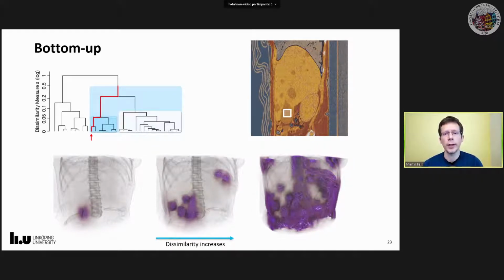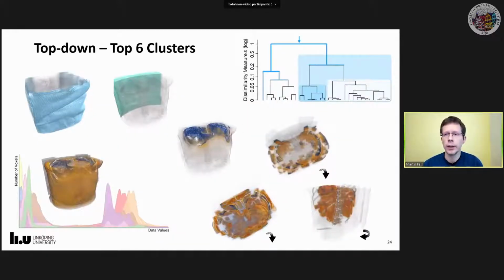The other way to explore the volume is then, of course, top down. Here we present the user with a variable number of top clusters. So here we have decided to show 6 dominant clusters. In the lower left, you can see basically the representative curves and the convex hulls of each of these clusters, which then the user can select.